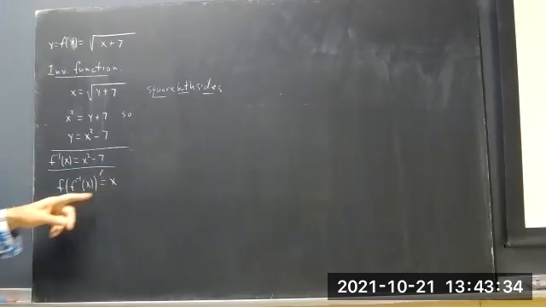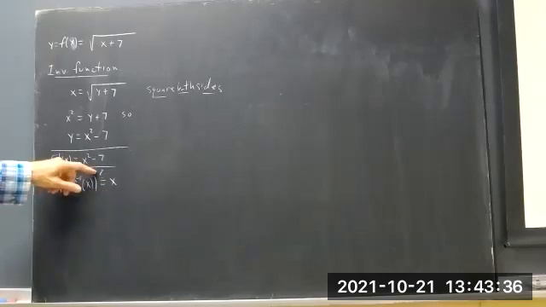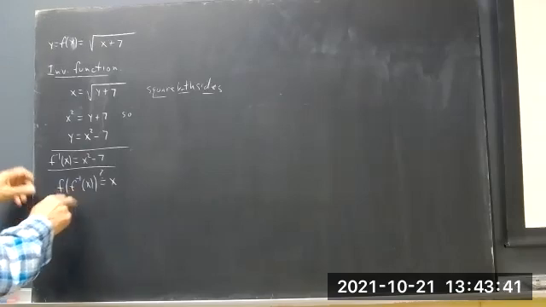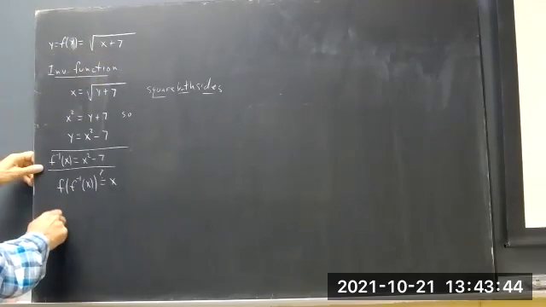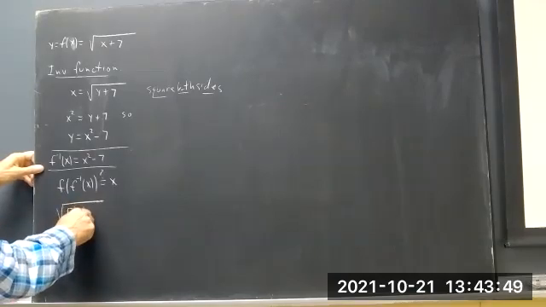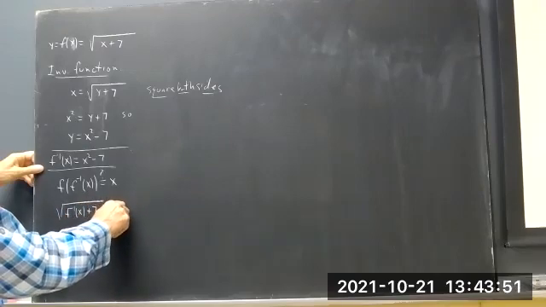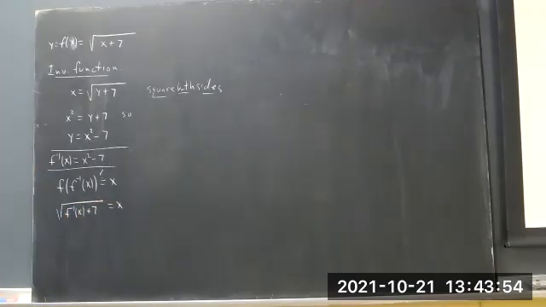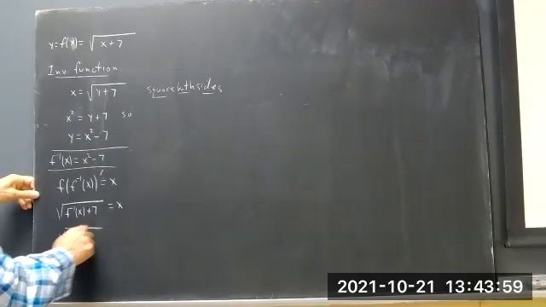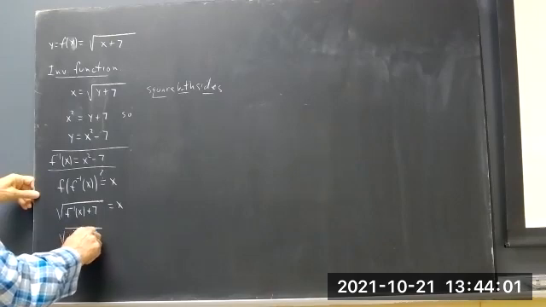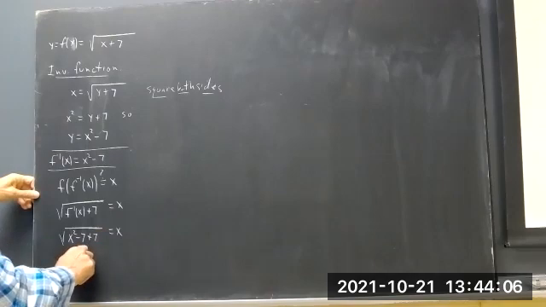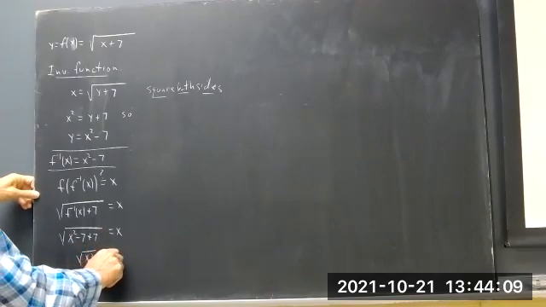Now, f of f inverse of x should equal x. Testing whether it's equal, I've got the question mark over my equal sign. Well, f of f inverse of x is the square root of f inverse of x plus 7. Okay, well, f inverse of x is x squared minus 7, and we get the square root of x squared, which should be x.